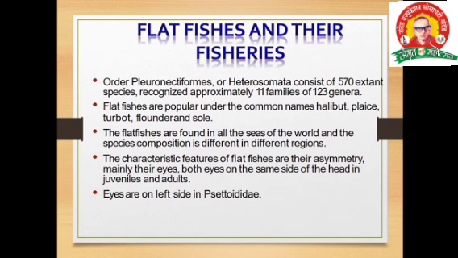Flatfish are found in all seas of the world. Composition is different in different regions. The characteristic feature of flat fishes is asymmetry. As I already told, the body is asymmetrical, mainly in their eyes. Both eyes are on the same side of the head, in juveniles and adults also. Eyes are on the left side in some, right?